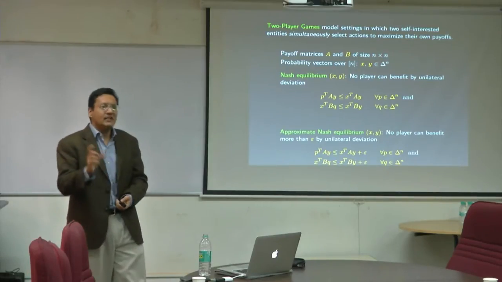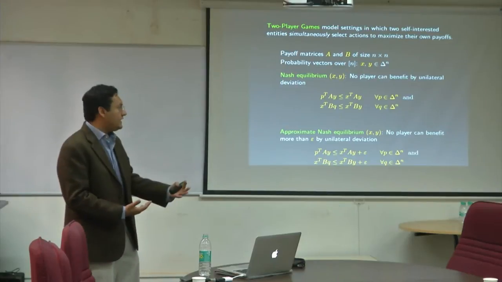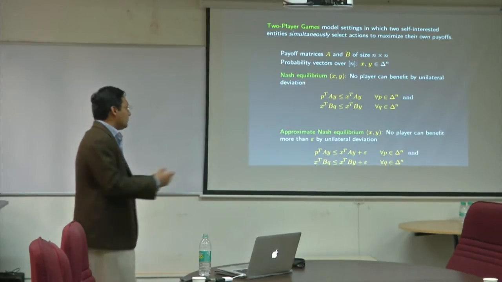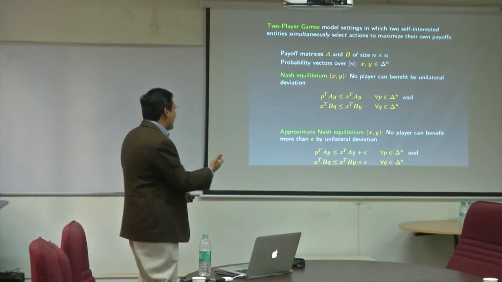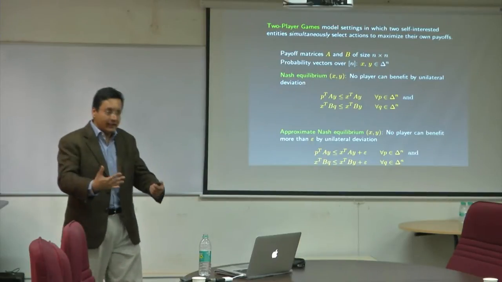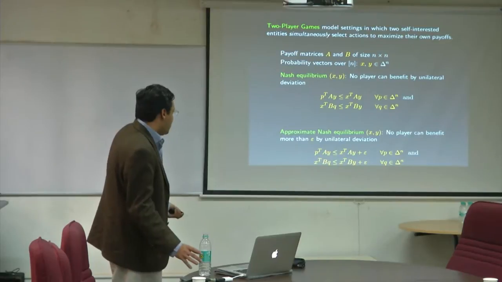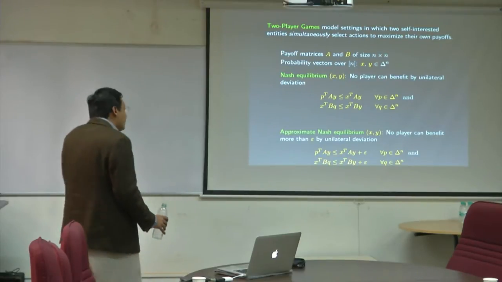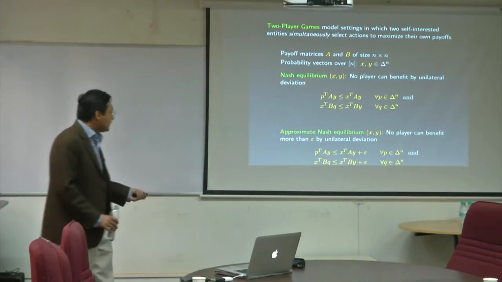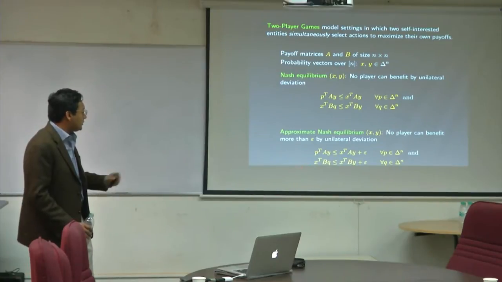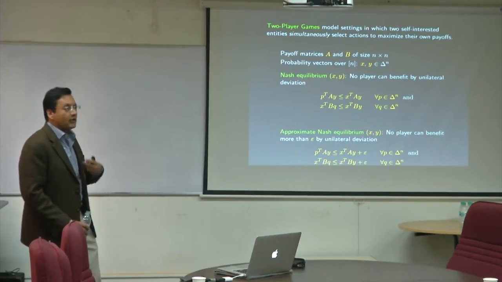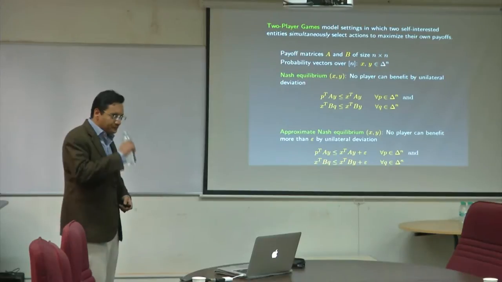It is saying that if there's some inertia to changing distribution, so the players are not optimizing to the last bit, then you get an approximate Nash equilibrium. And the central open question in algorithmic game theory today is to find an efficient algorithm that finds such distributions for given matrices A and B.